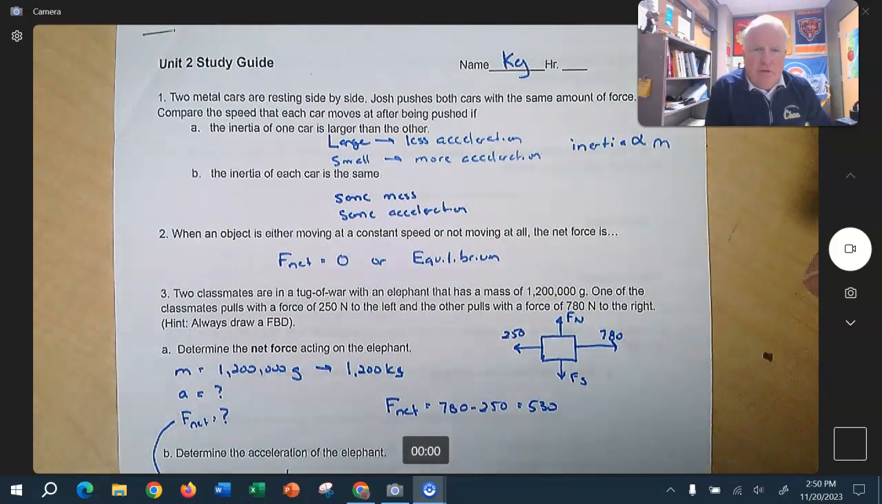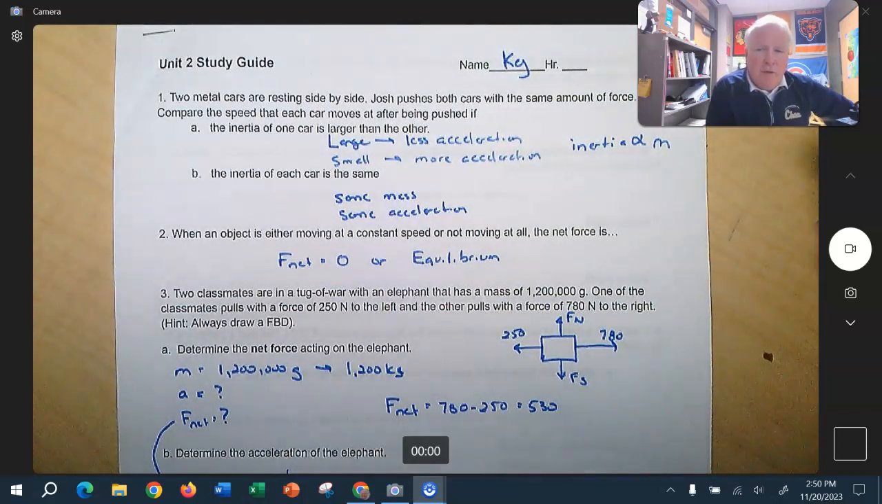Okay, Chan Physics, this is the Unit 2 study guide, and we're going to go really quick through the first page because there are a lot of definitions and some multiple choice possibilities.